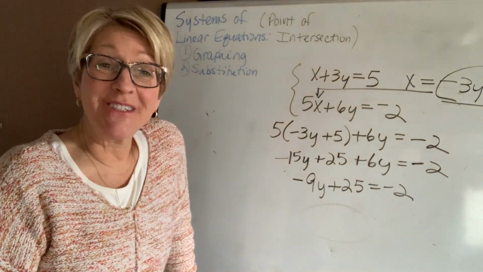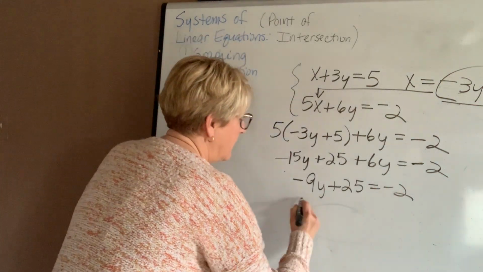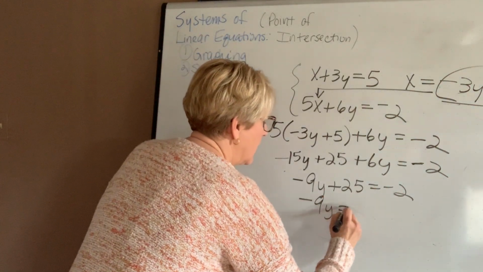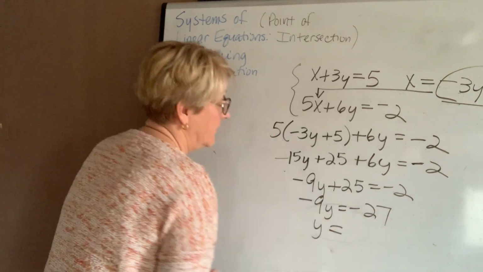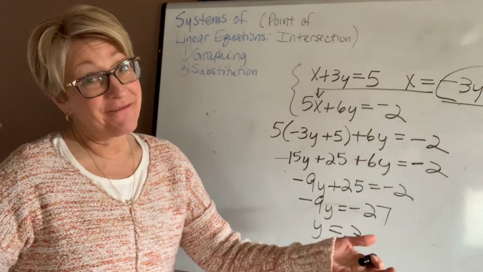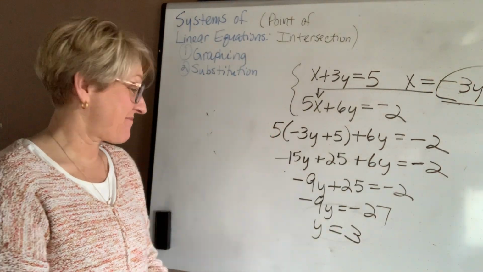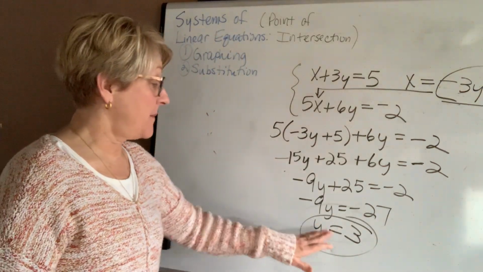All right, we're almost done solving for our y. Subtract 25, subtract 25. And divide by negative 9. Negative 27 over negative 9. It's not a fraction. This is good, right? Okay, so that's half the story. That gives me my y value.